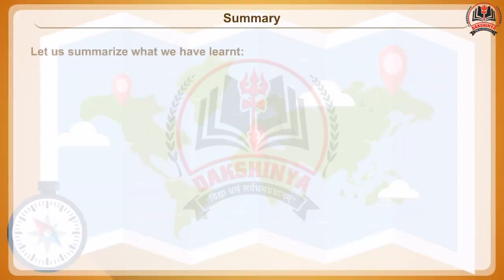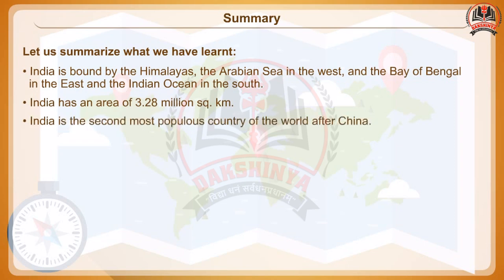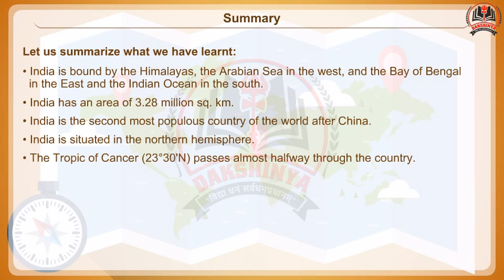Summary. Let us summarize what we have learned. India is bound by the Himalayas, the Arabian Sea in the west and the Bay of Bengal in the east and the Indian Ocean in the south. India has an area of 3.28 million square kilometre. India is the second most populous country of the world after China. India is situated in the northern hemisphere. The Tropic of Cancer, 23 degrees 30 minutes north, passes almost halfway through the country.